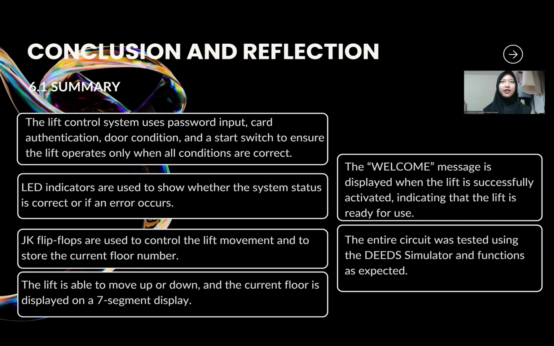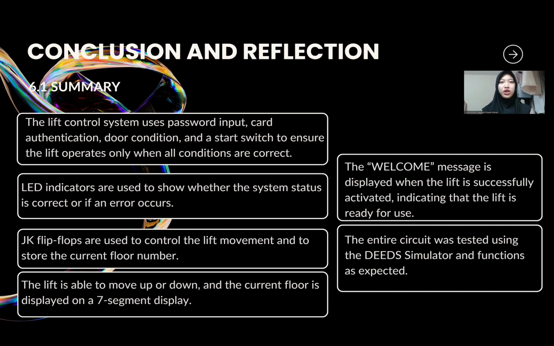Hi, my name is DINIYAH, and now I'm gonna explain our last chapter, which is the conclusion and also the reflection. So it starts from the summary. Our lift control system has used the password input, card authentication, door condition, and a start switch to ensure the lift operates only when all the conditions are correct. LED indicators are used to show whether the system status is correct or if an error occurs.